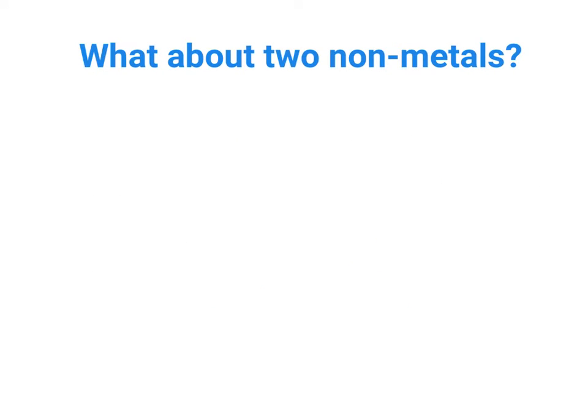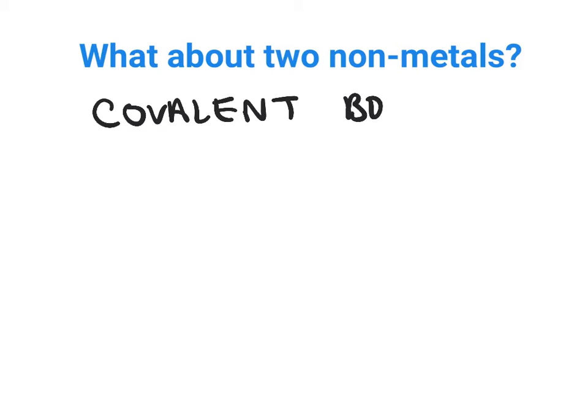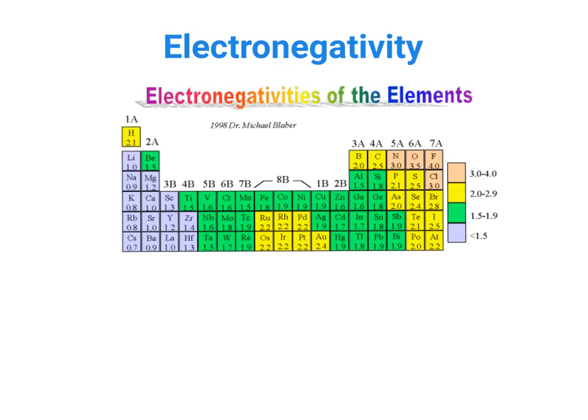Two nonmetals, on the other hand, can't lose electrons. They both want to gain. So instead of losing or gaining, they share electrons, and they form a covalent bond. What this really tells us is that bond type is determined by how badly the atoms in the bond want to gain electrons, and is governed by something called electronegativity, which is a measure of how much an atom wants to gain an electron.